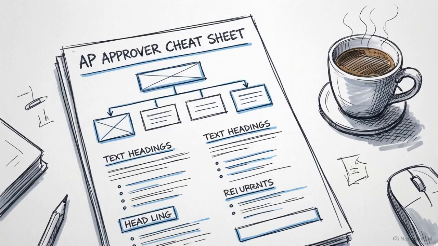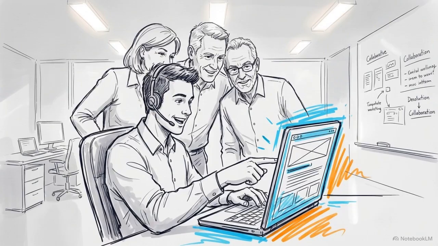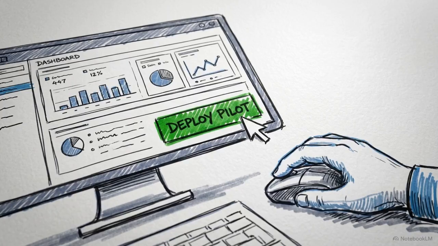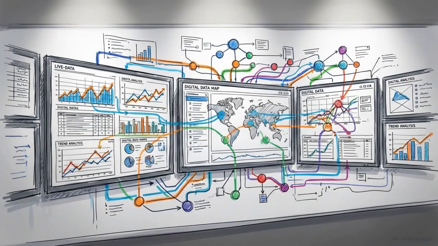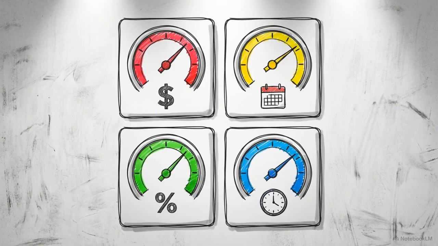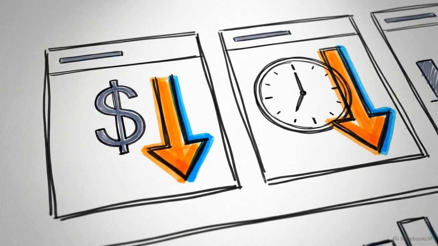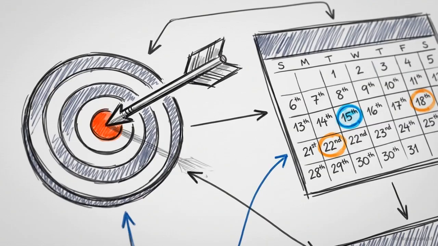Low user adoption will stall the pilot. Provide role-specific quick reference guides and engage your power users early so they can demonstrate the platform's benefits to the rest of the team. Step 6 is the launch. You roll out the pilot into the live environment and activate your real-time reporting tools. This dashboard displays the critical metrics you must monitor from day one. Watch your cost per invoice, your payment cycle time, your percentage of straight-through processing, and your days payable outstanding.